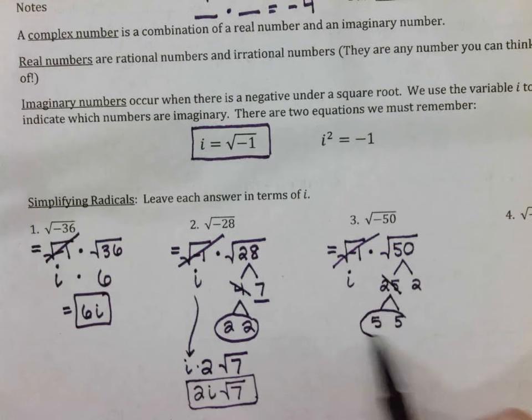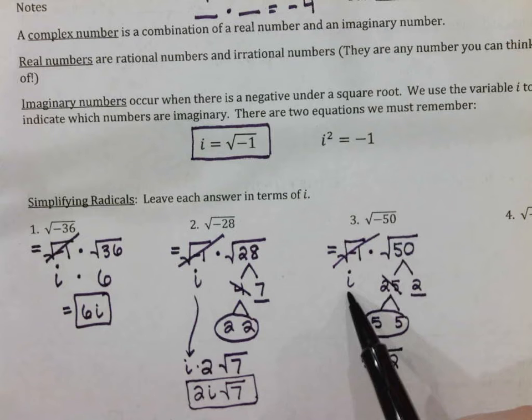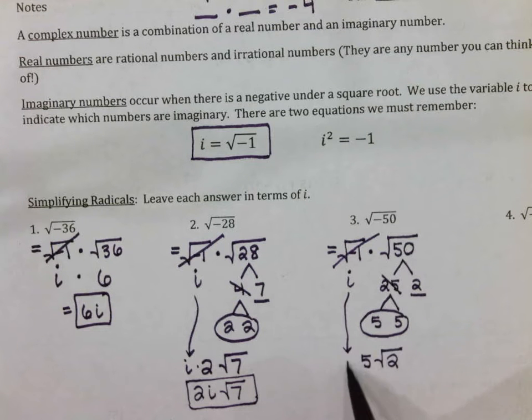So we have a pair of 5s and a single 2. Couples go out, singles stay in, and then I'll have to bring down my i to get multiplied into all of this. And again, we generally see this written with the 5 first, so 5i square root of 2.